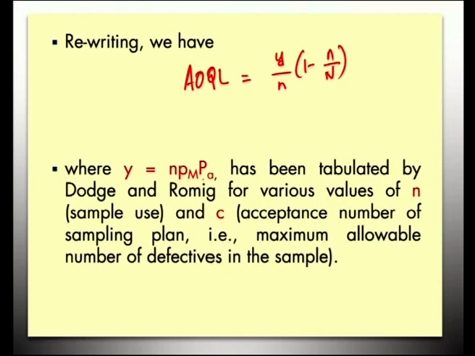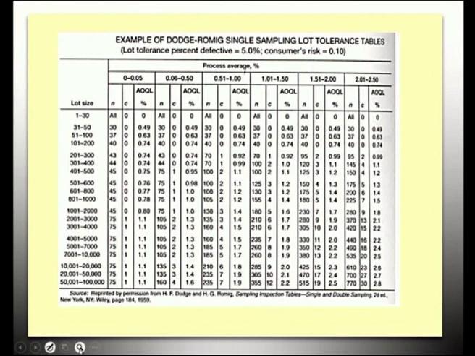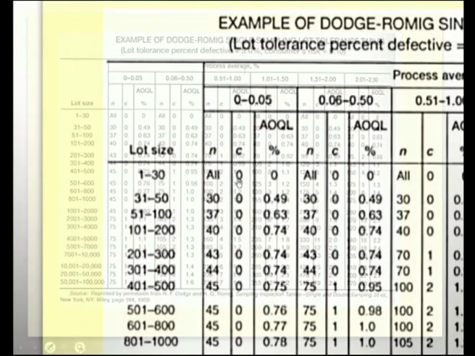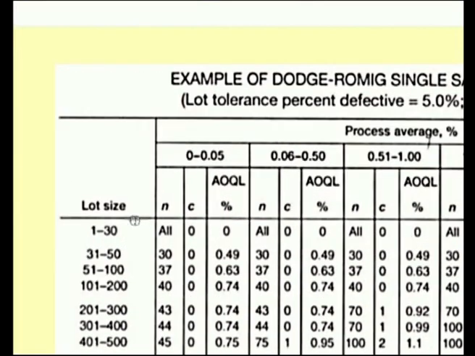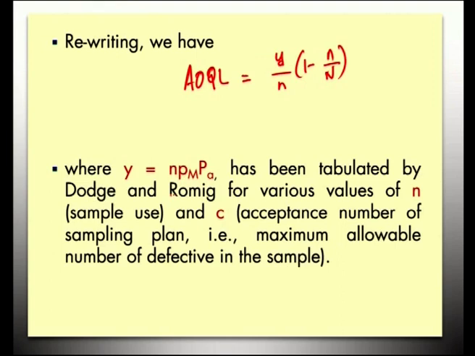This y value, n Pm Pa, has been tabulated by the famous Dodge and Romig tables for various values of n, that is the sample size, and c, the acceptance number of the sampling plan, that is the maximum allowable number of defectives in the sample. This is the Dodge and Romig single sampling lot tolerance tables, and it is given for various values of n, c and AOQL percentage. The process average is given in percentage, and you have capital N values. Lot size is from 1 to 30 and small n values are given. c is the maximum number of defectives allowed, and this is AOQL percentage. Likewise, the values are tabulated here. This is what the Dodge and Romig tables are for various values of n and c.